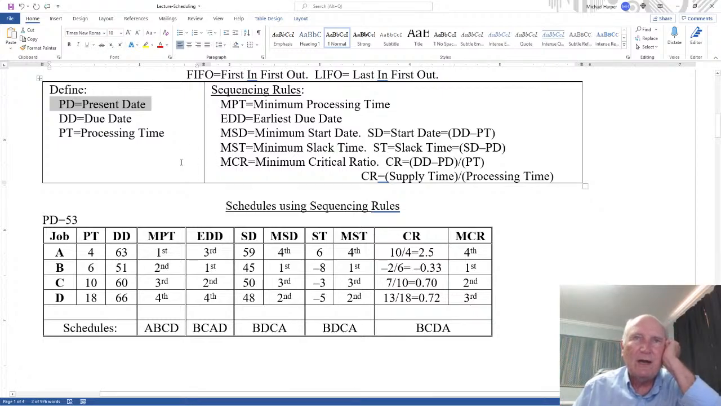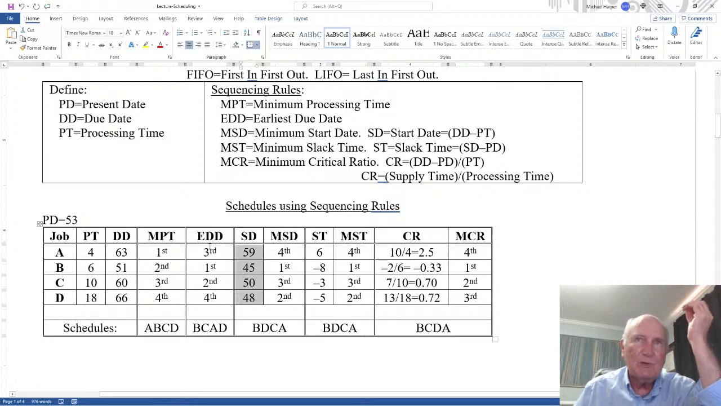Suppose my present date is 53. I subtract 53 from the start date. Since I'm subtracting the same number from all the start date numbers, the order will always be the same. So the schedule of these two will always be the same. Here's B, D, C, and A. So why do we have 2 schedules? Because of the diagnostics. The start date is used for scheduling and the slack time is used for analysis.